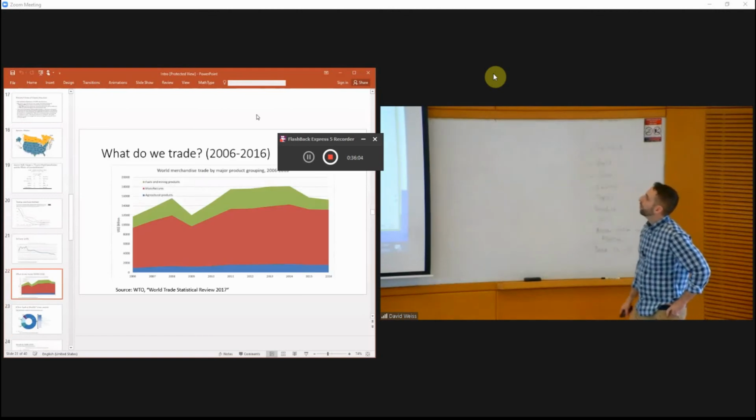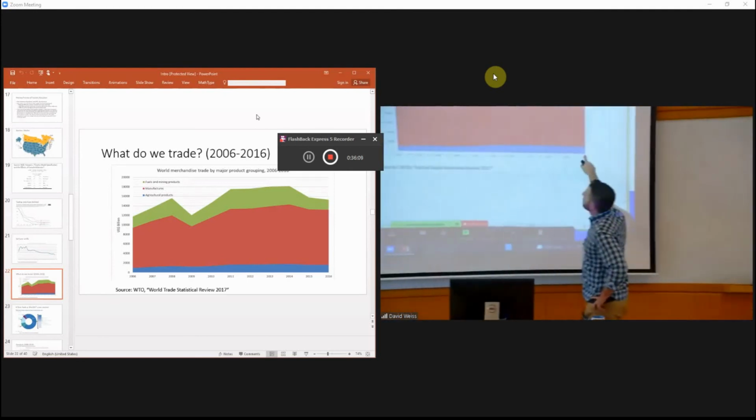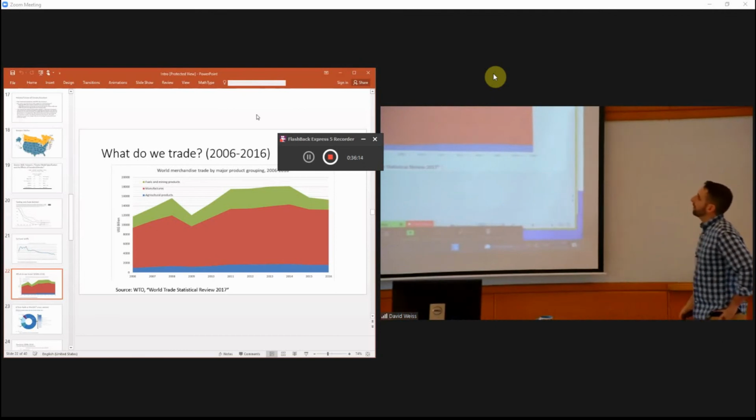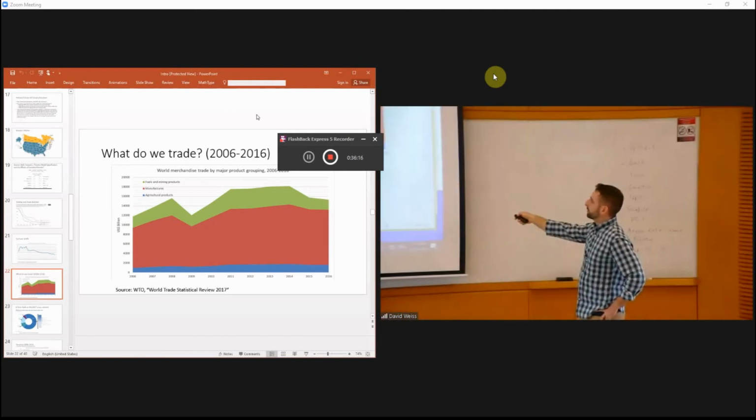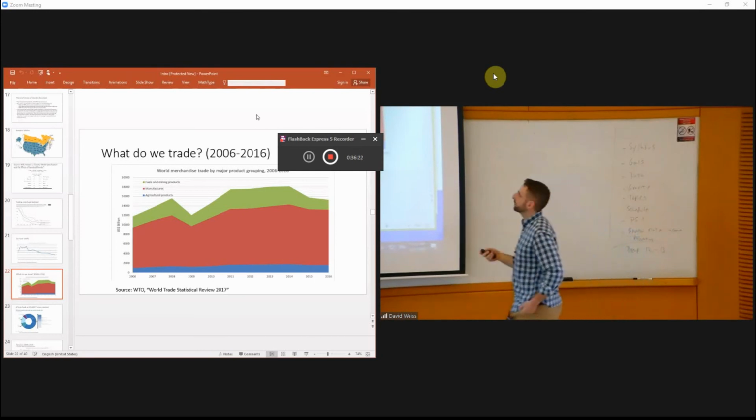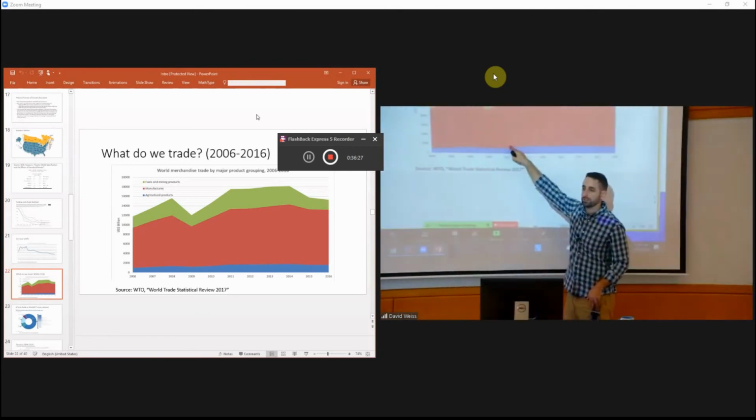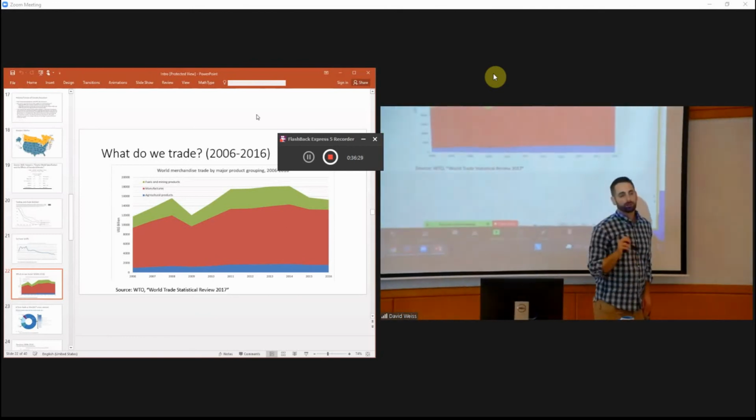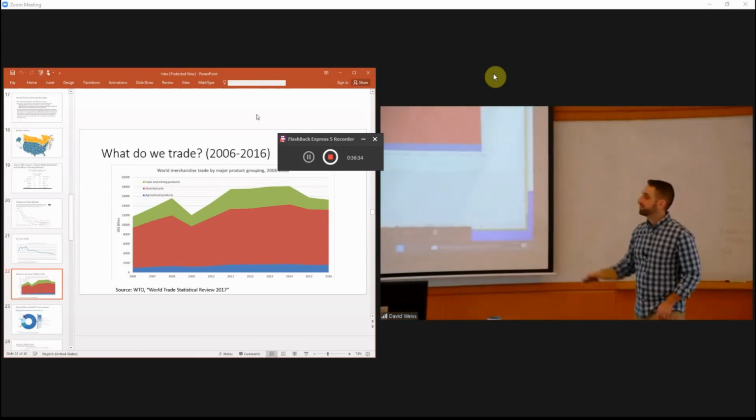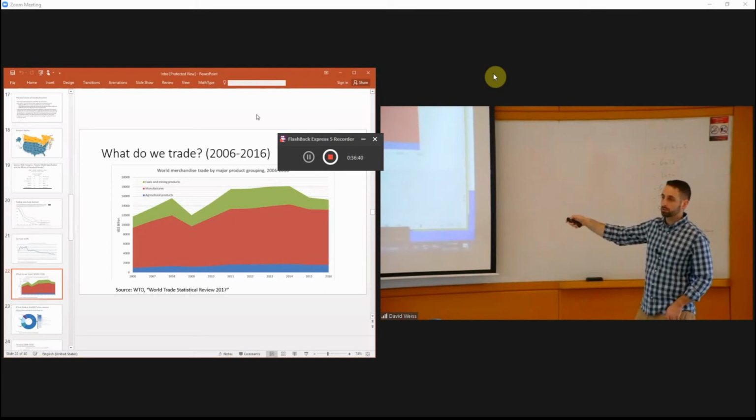Okay, so what do we trade? This is from 2006 to 2016. The y-axis is billions of US dollars. Blue, agriculture, pretty constant and not that important actually in world trade. The most important factor in world trade is this orange stuff. That's manufacturing goods. Think about this as anything that you physically put in a box, gets on a boat or a train and goes somewhere. This is by far, always has been and still is the most important factor of world trade.